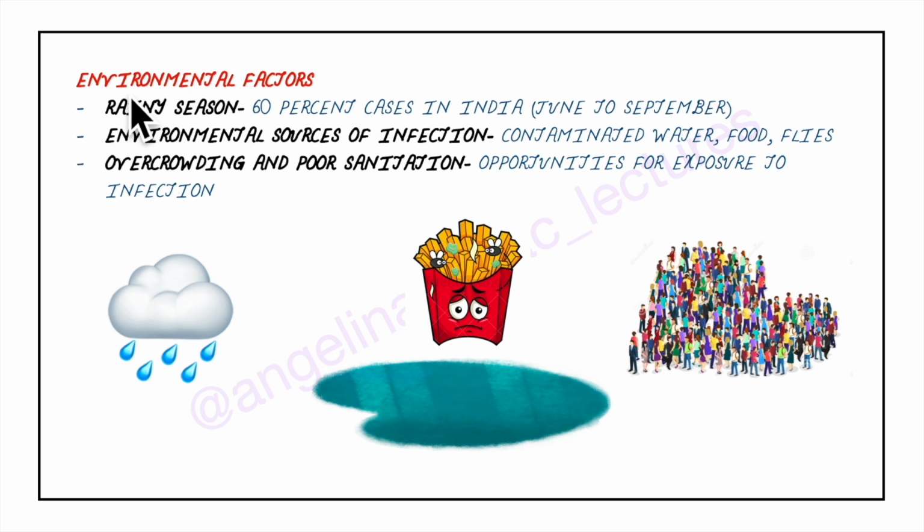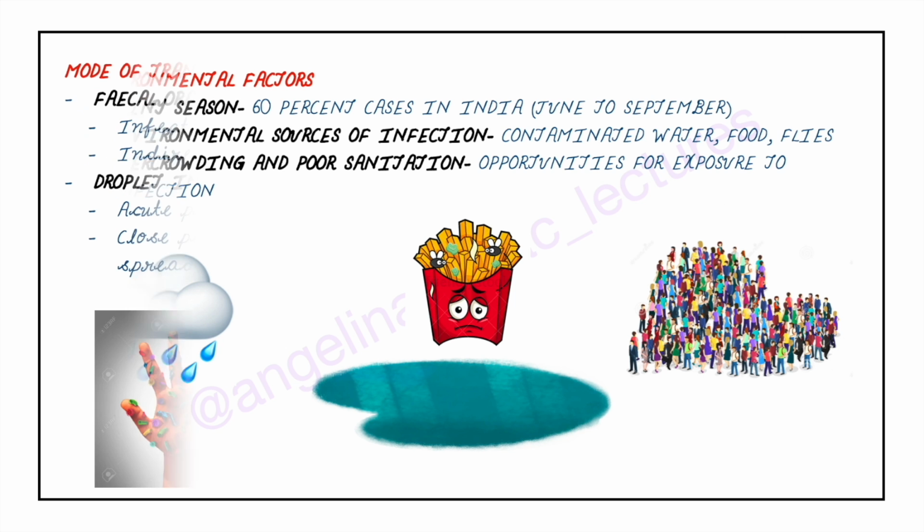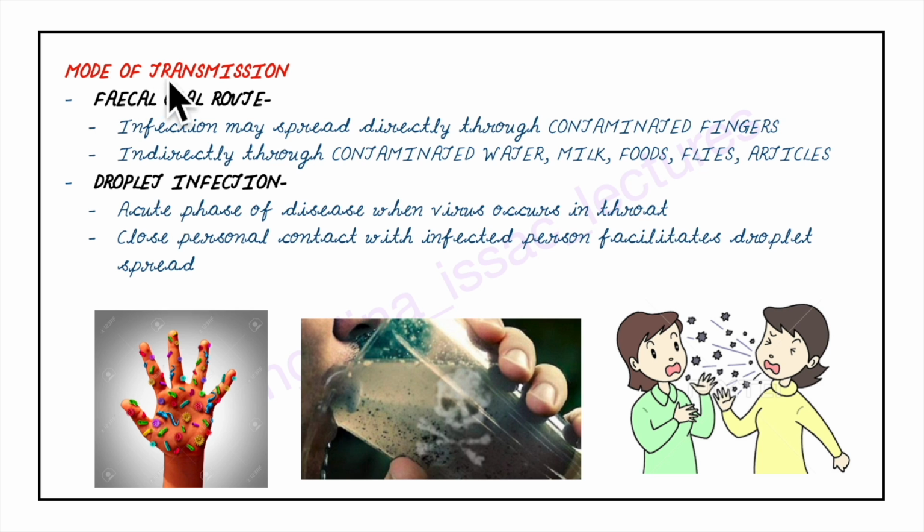Now we are going to learn about the environmental factors. First is the rainy season. 60% of cases of poliomyelitis in India occur in the months of June to September, that is in the rainy season. Next are the environmental sources of infection, that is contaminated water, contaminated foods, flies. They are the environmental sources of infection. Then comes overcrowding and poor sanitation, which provide opportunities for exposure to infection.